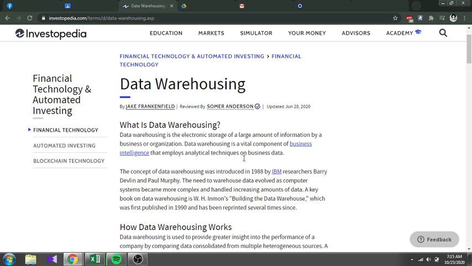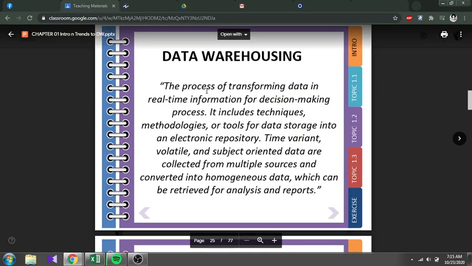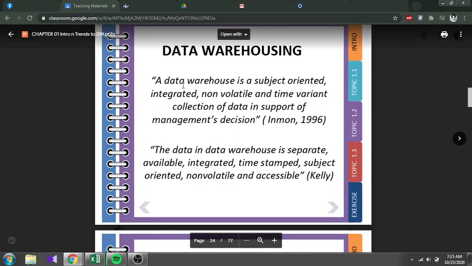So this concept of data warehousing actually comes from IBM, by researchers Barry Devlin and Paul Murphy. I think you can ignore this one. Just follow the definition on the first slide here.